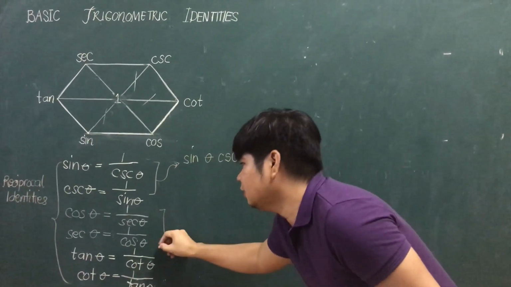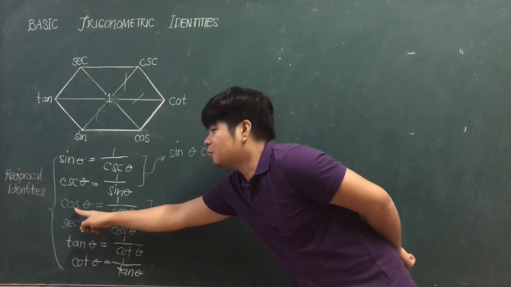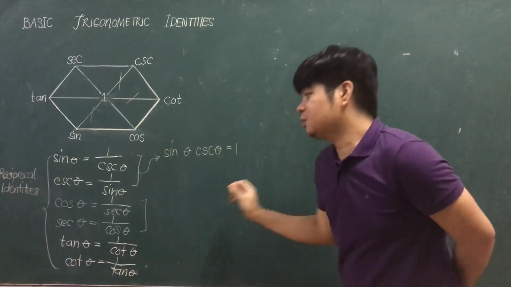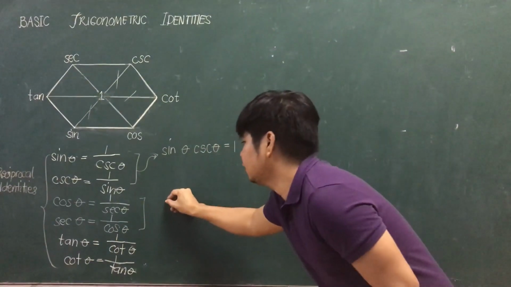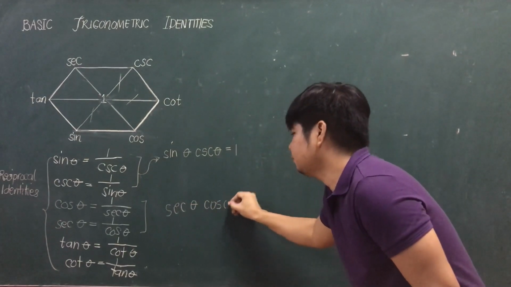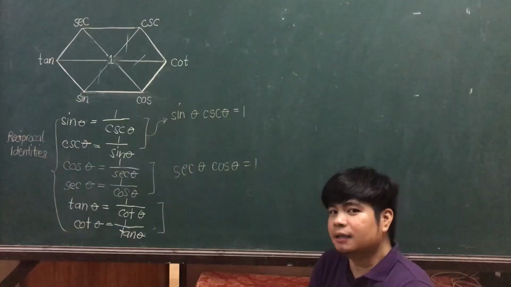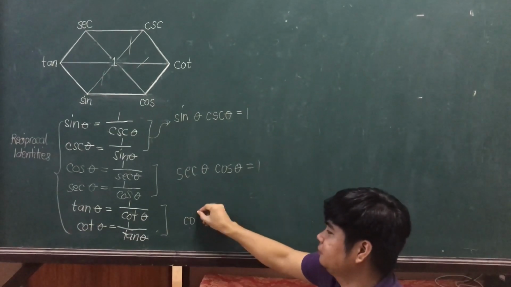Also, cosine theta times secant theta, you see they are opposites. So the product of cosine theta and secant theta is 1. Also the same with secant theta times cosine theta. So we have secant theta times cosine theta is 1. So the product of tangent and cotangent is also 1.